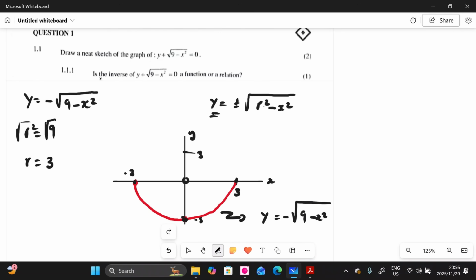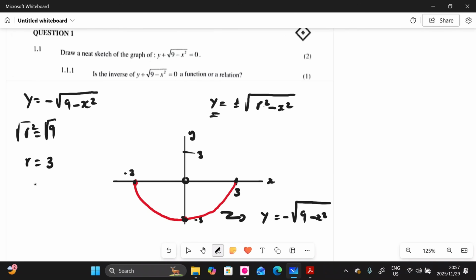They say: is the inverse of y plus root 9 minus x squared is equal to 0 a function or a relation? Now this one here, guys, you have to be careful when you do this one. They're asking whether the inverse of this graph is a function or a relation. Now the inverse of this graph here, there are two ways of writing the inverse. It's simple.